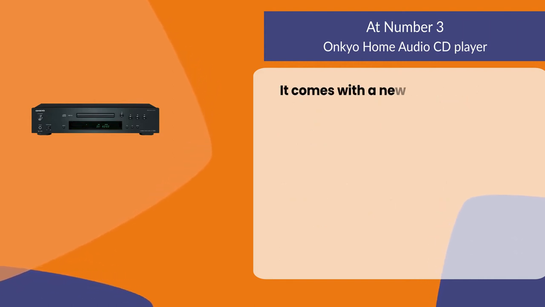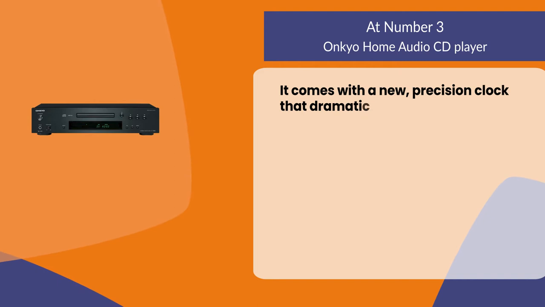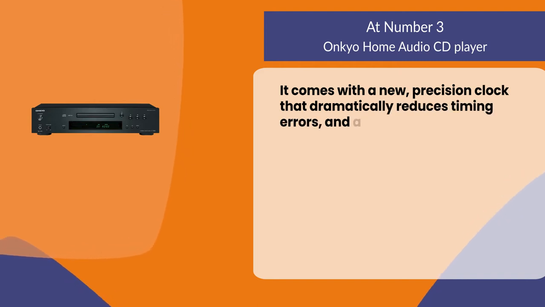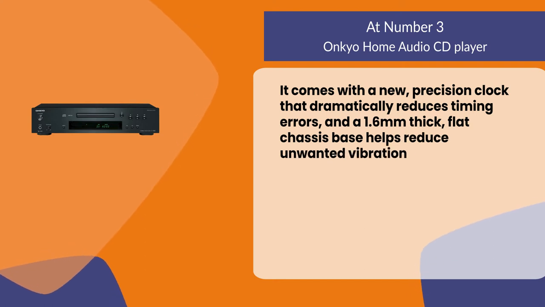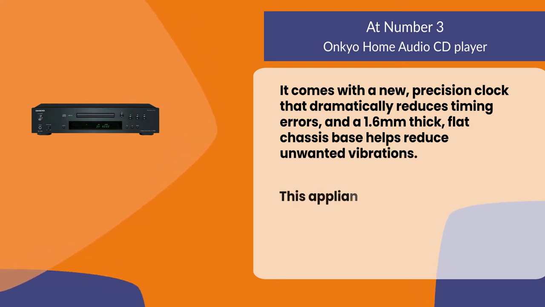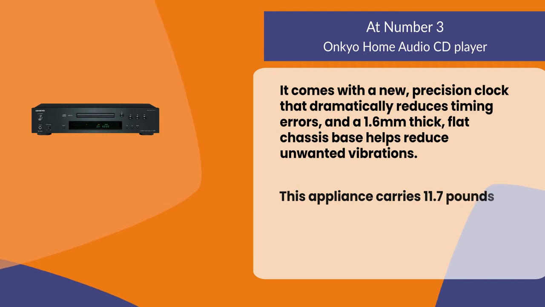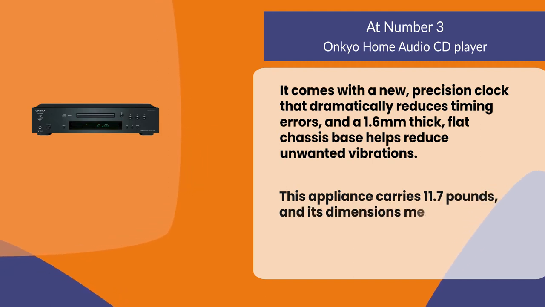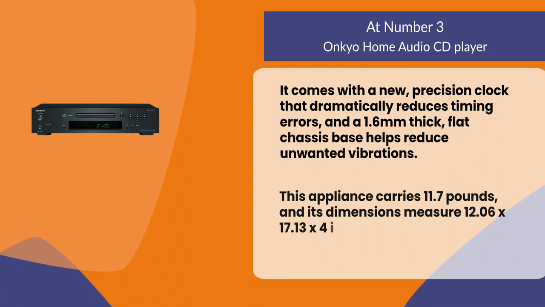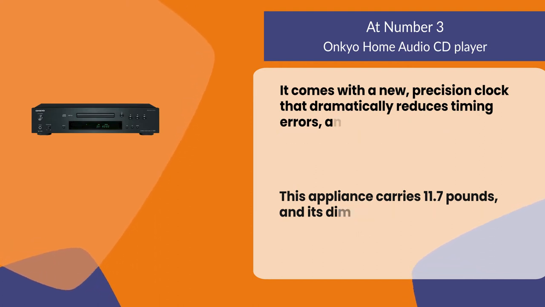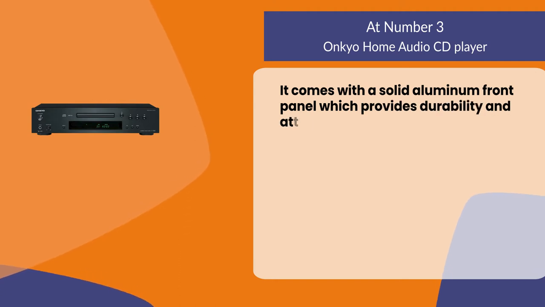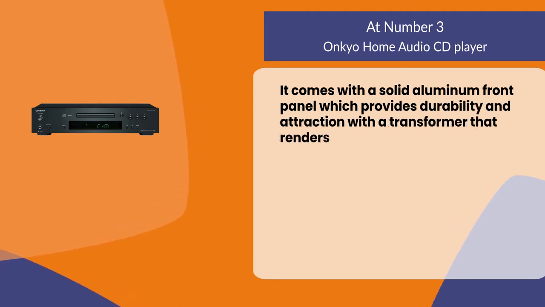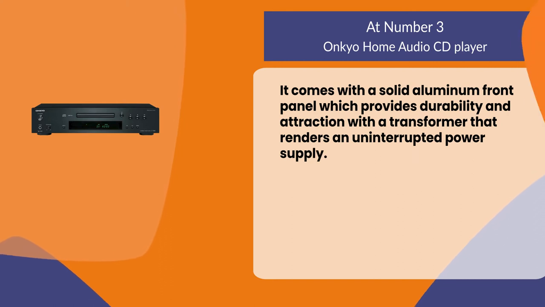It comes with a new, precision clock that dramatically reduces timing errors, and a 1.6 mm thick, flat chassis base helps reduce unwanted vibrations. This appliance weighs 11.7 pounds, and its dimensions measure 12.06 by 17.13 by 4 inches. It comes with a solid aluminum front panel which provides durability and attraction, with a transformer that renders an uninterrupted power supply.